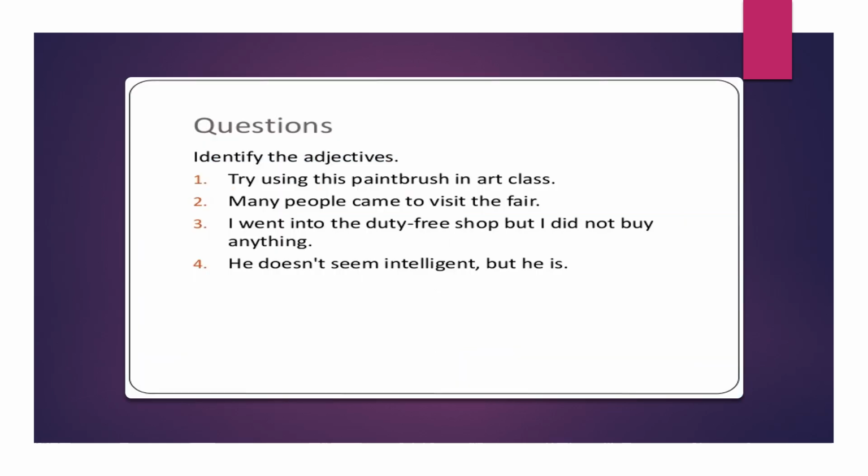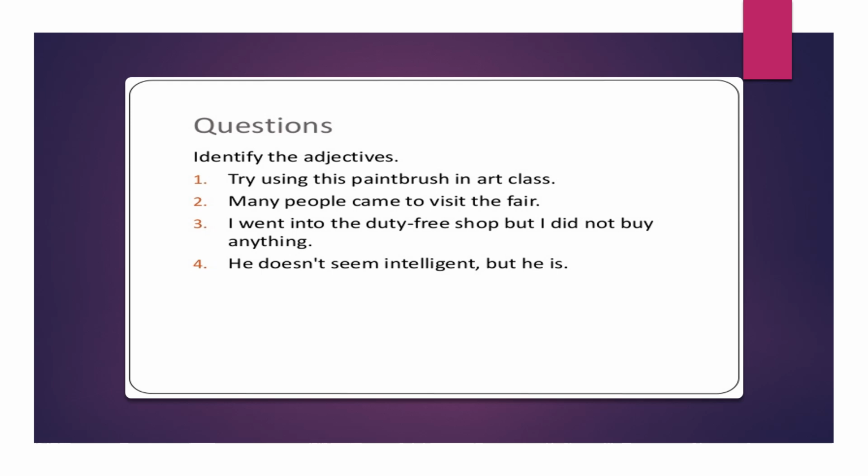So let us very quickly, to brush up the concepts that we've just learned, try to identify the adjectives in these sentences. The first one is, try using this paintbrush in the art class. This is pointing out the paintbrush. Which paintbrush? This paintbrush. So this is a demonstrative kind of adjective that we have in this particular sentence.